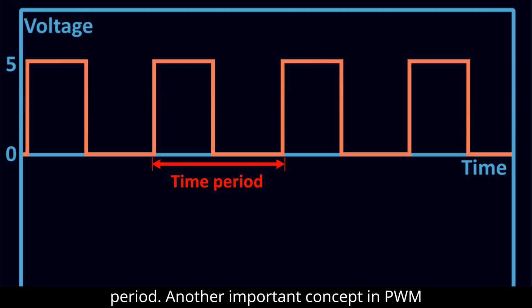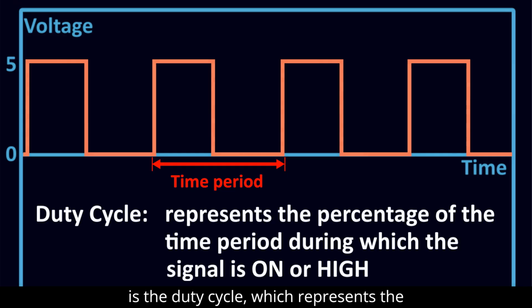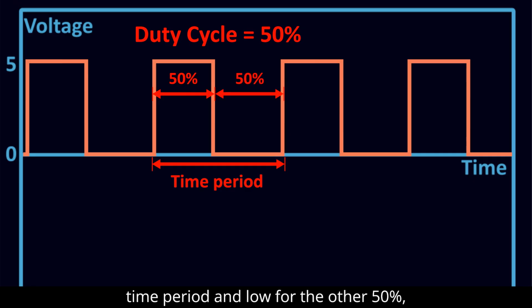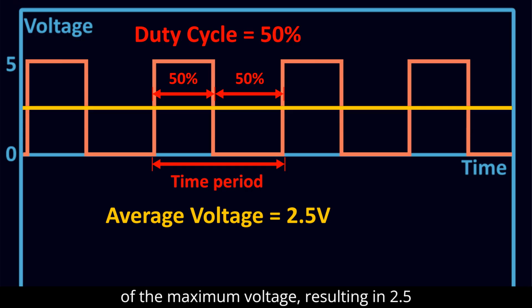Another important concept in PWM is the duty cycle, which represents the percentage of the time period during which the signal is on or high. For example, if the signal is high for 50% of the time period and low for the other 50%, the average output voltage would be 50% of the maximum voltage, resulting in 2.5 volts.